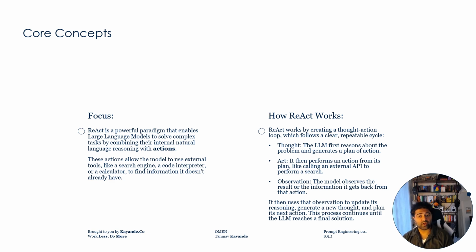ReAct works by creating a thought-action loop, which follows a clear, repeatable cycle. Thought: the LLM first reasons about the problem and generates a plan of action. Act: it then performs an action from its plan, like calling an external API to perform the search. Observation: the model observes the result of the information it gets back from that action, and it then uses that observation to update its reasoning, generate a new thought, and plan its next action. This process continues until the LLM reaches a final solution. This ability to interact with external tools and APIs is a first critical step towards creating more advanced AI agents that can perform complex tasks in the digital world.